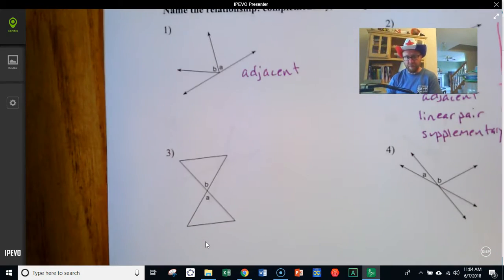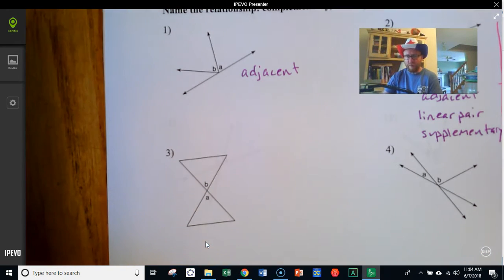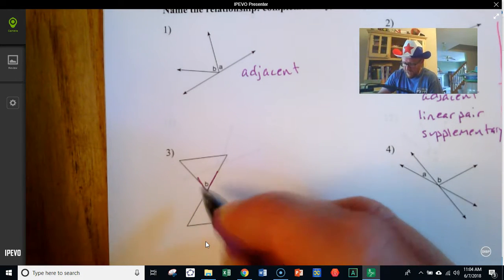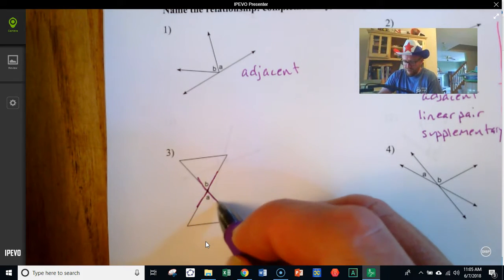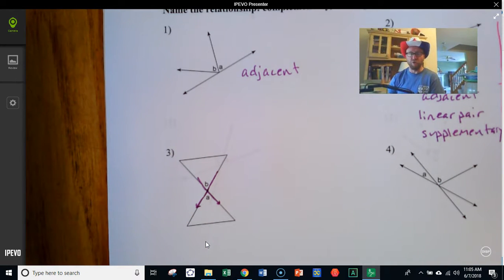Okay, this pair here, well, let's see. Now, they do kind of, in a sense, touch, right? Just at that single point right there, but that doesn't mean adjacent. Adjacent means they share a side. Okay? And these don't share a side. Here are the two sides for angle B. Here are the two sides for angle A, right? And they don't share any sides.